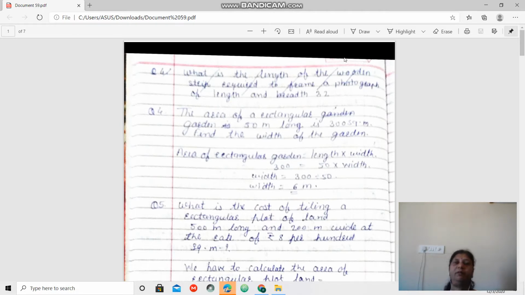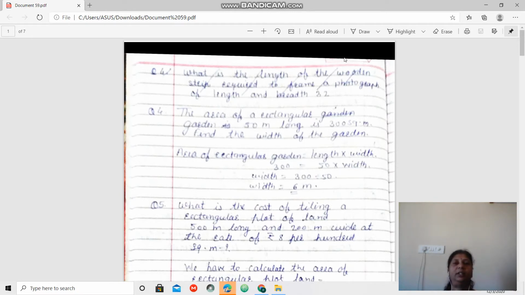The perimeter of a rectangle is equal to 2 into length plus breadth. The perimeter of a square is equal to 4 into side. The perimeter of an equilateral triangle is equal to 3 into side. The perimeter of a regular polygon is equal to the number of sides multiplied by the length of a side. Clear everyone? Now the next thing we study is the area.